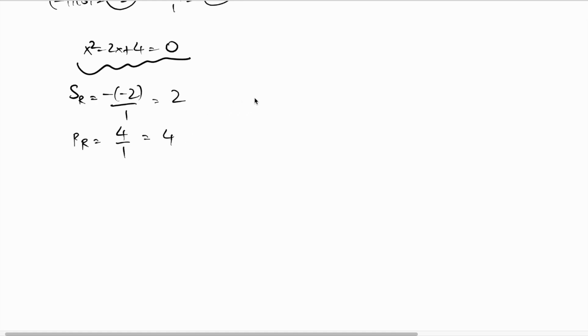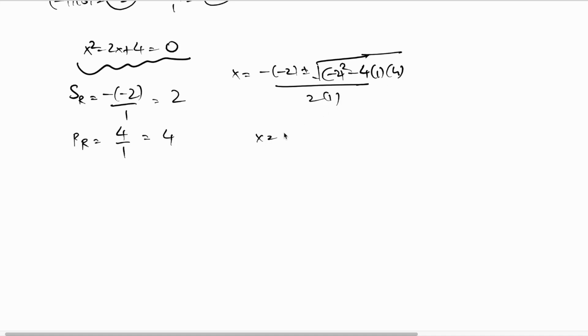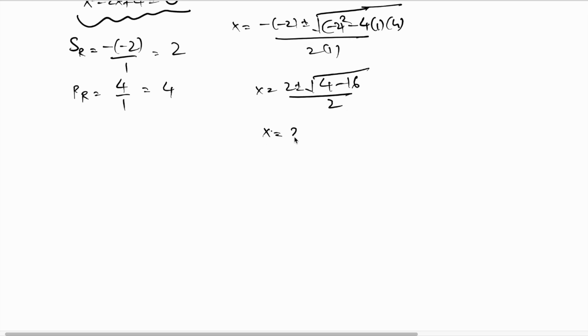Now I'll try finding the roots of this quadratic equation. I'll use the formula method for it. So I'll get x is equal to minus b plus minus root of b squared minus 4ac over 2a. This gives me 2 plus minus root of 4 minus 16 upon 2, which gives 2 plus minus root of minus 12 over 2.